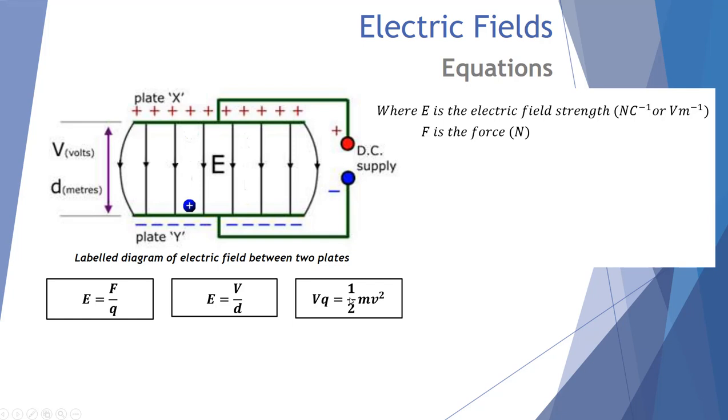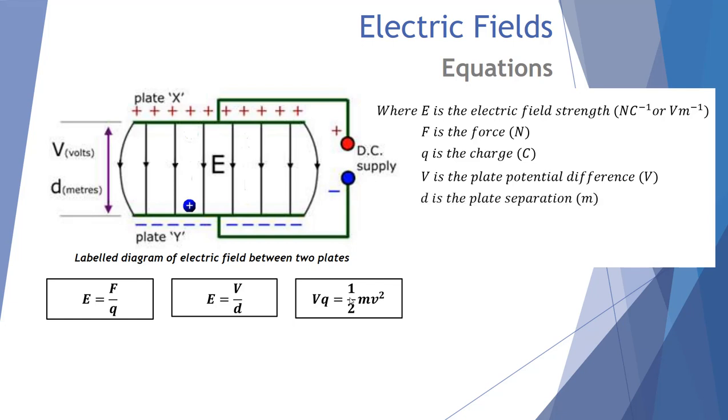F is the force in newtons. Q is the charge in coulombs. V is the plate potential difference in voltage. D is the plate separation in meters. M is the mass of the charge in kilograms. And v is the speed of the charge in meters per second.